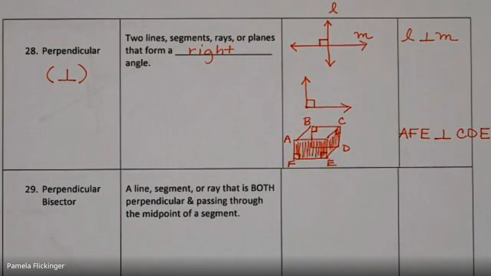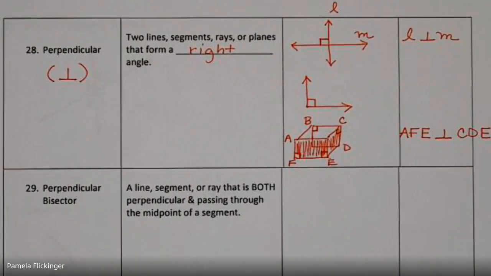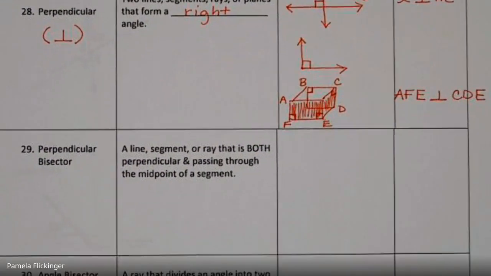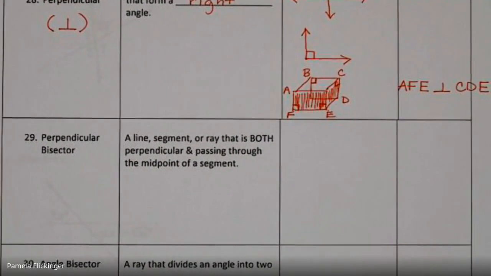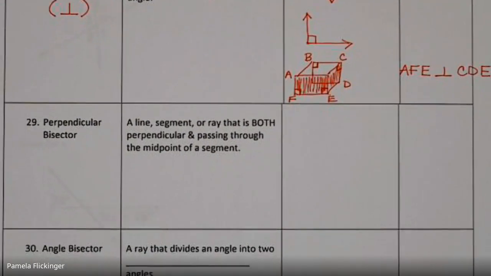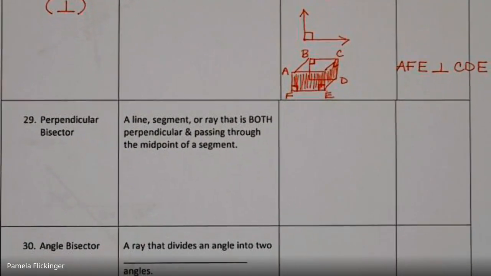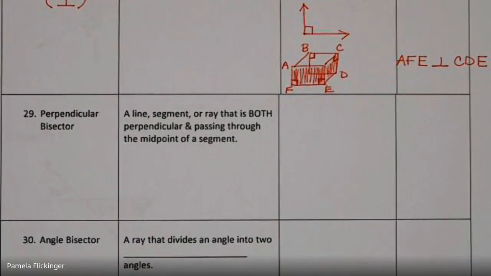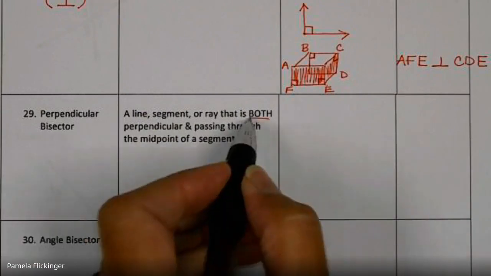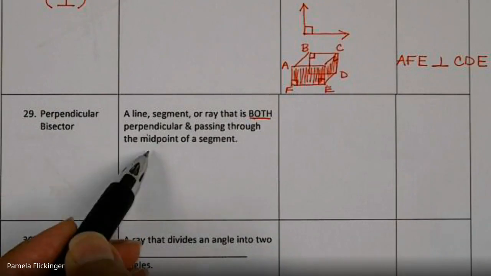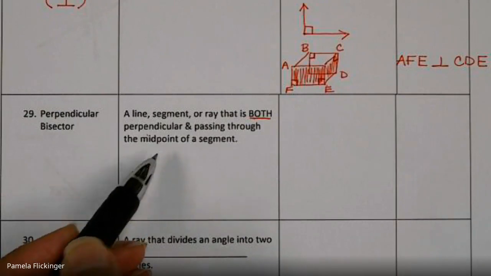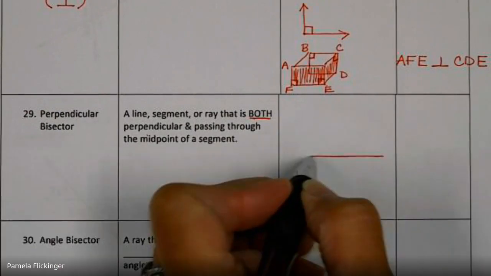Okay. Bisectors. There are 2 kinds of bisectors that we can work with. They are perpendicular bisectors and also angle bisectors. Let's talk about perpendicular bisectors first. A perpendicular bisector, again, could be a line. It could be segments, or it could be rays. Notice it has to be both perpendicular and it has to go through the midpoint of the segment. So let's start with drawing a segment.